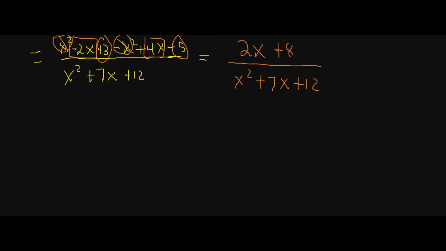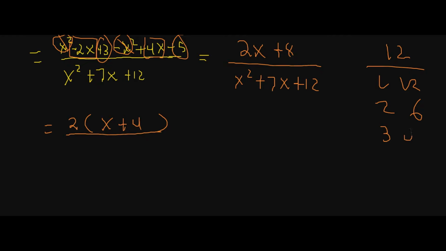Okay. So now that we have this simplified expression, let's think about how we can turn this into factored form so maybe things will cancel out. Well, one of the first things I'm going to want to do is pull this 2 out from everything. So we're going to get 2 parentheses x plus 4. Again, 2 times x gives me 2x, and 2 times 4 gives me the 8 there. All divided by, let's turn this into factored form. Let's write all the factors of 12. 1, 12, 2, 6, 3, 4.